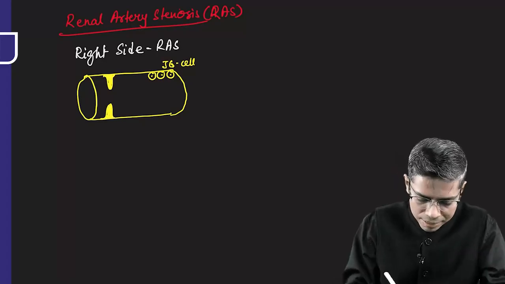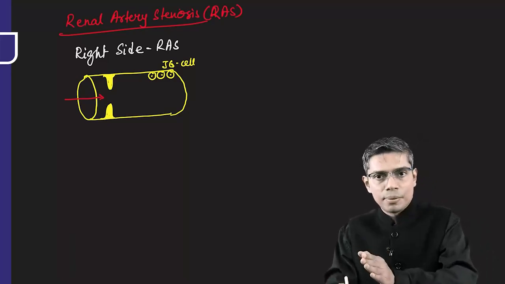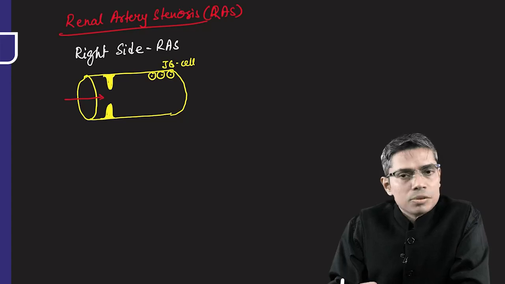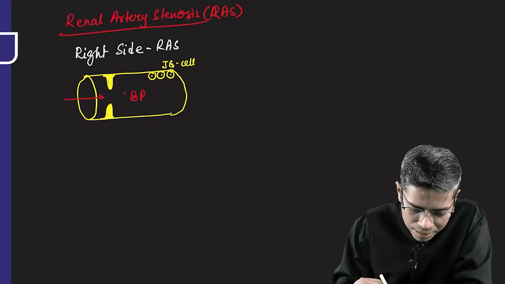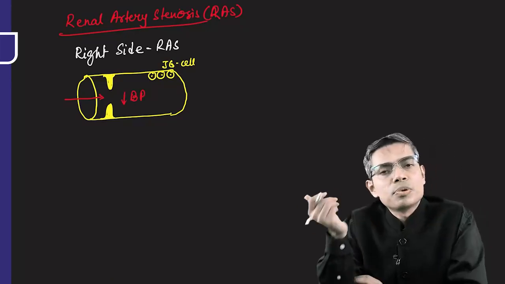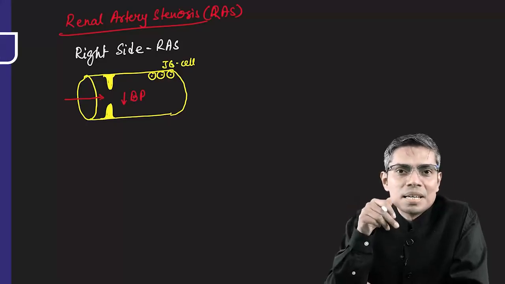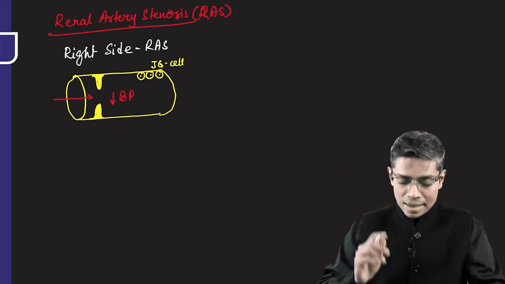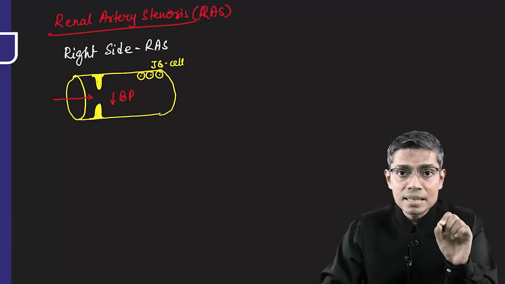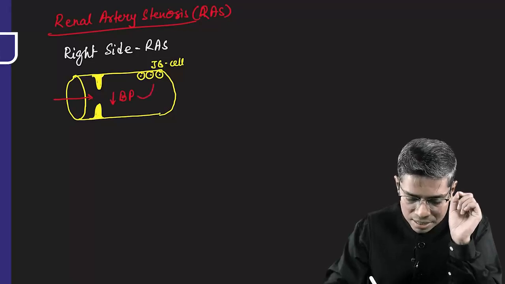So the obvious thing is that whenever there is a stenosis, due to high resistance, the blood flow in the post-stenotic region will be lesser. So what will happen to the blood pressure at the level of the afferent arteriole, in the post-stenotic region? Simply, there will be a decrease in blood pressure. What is the effect of this decreased blood pressure on this JG cell? I told you that hypotension, particularly a decrease in blood pressure at the level of the renal artery, if it is lesser than 80, is a potent stimulus for this JG cell.